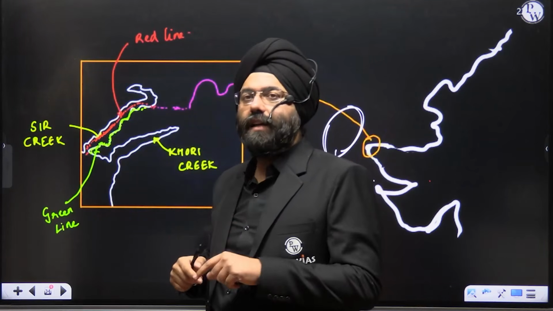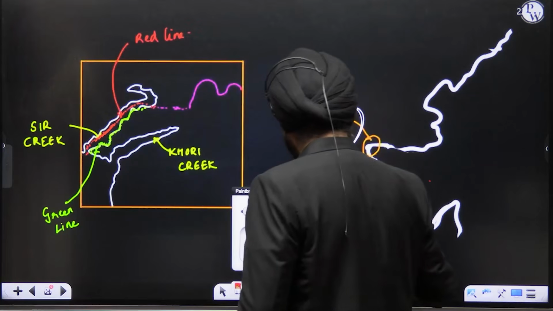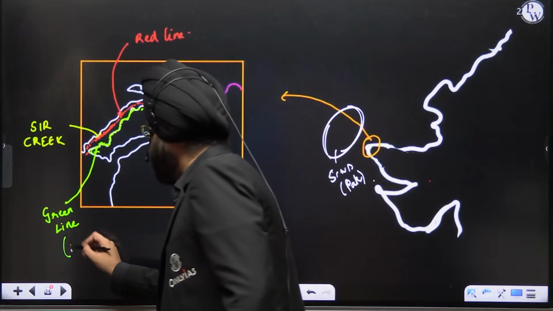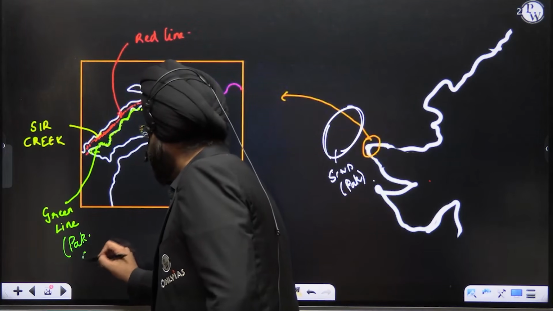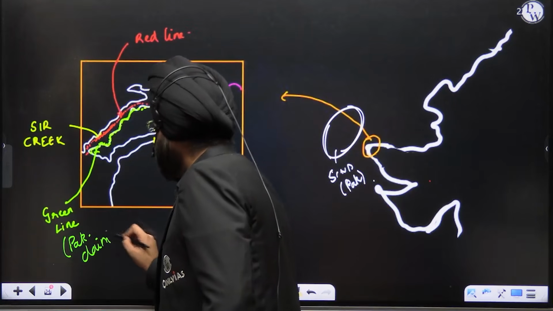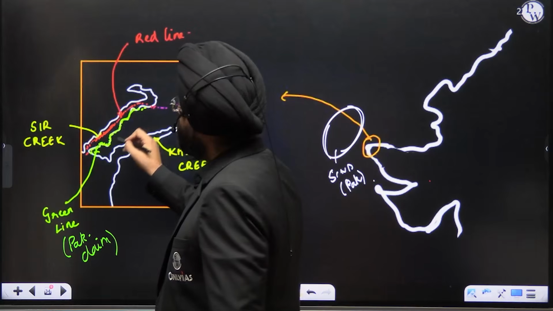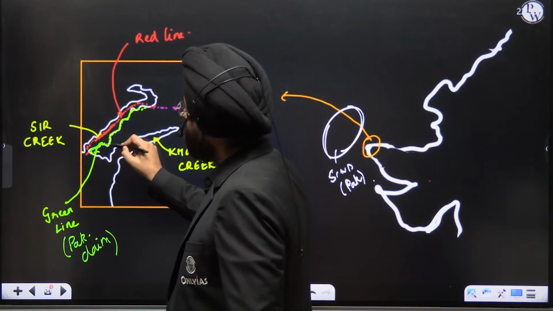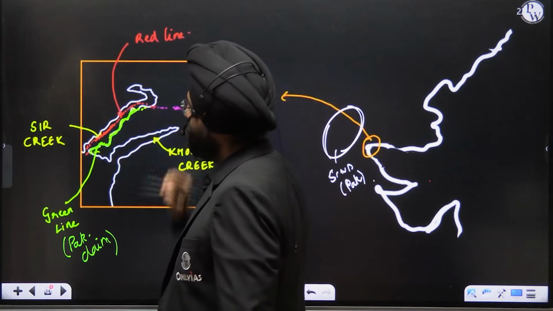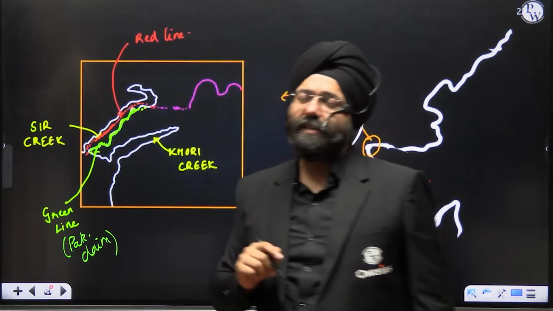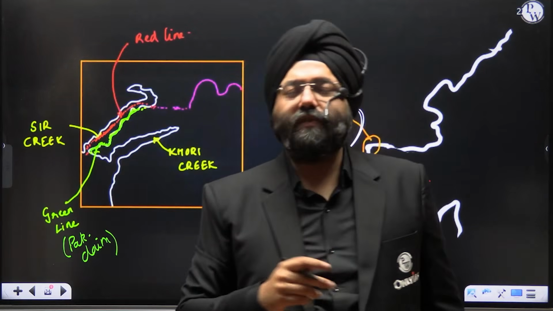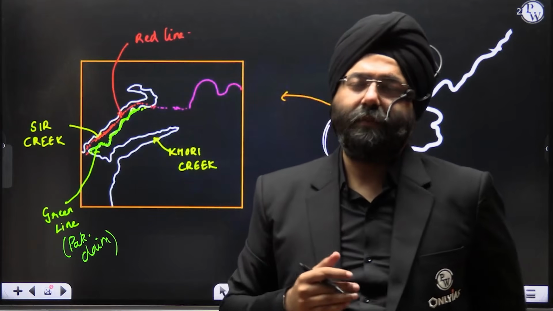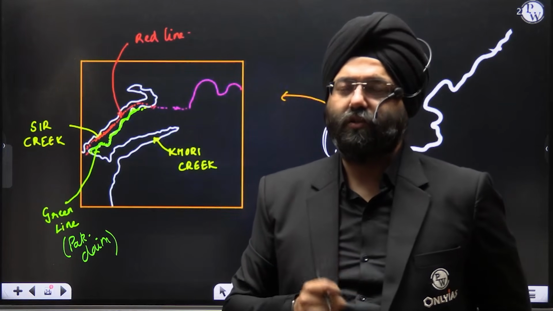On the other hand, what is the Pakistan claim? This is the Pakistan claim. Pakistan says no, this complete creek should be theirs, so that is why they have drawn this green line. Why, or what is the reason? See, Sir Creek becomes very important from the perspective of recent developments with respect to oil and gas exploration, or the minerals that have been found.